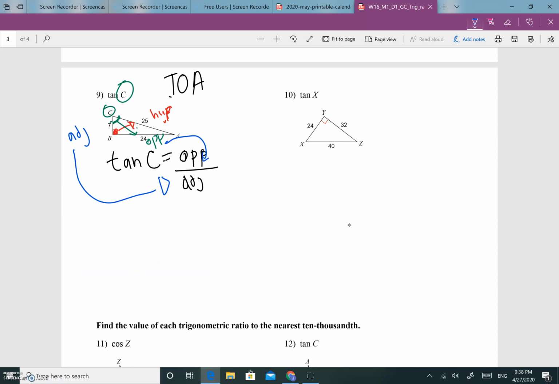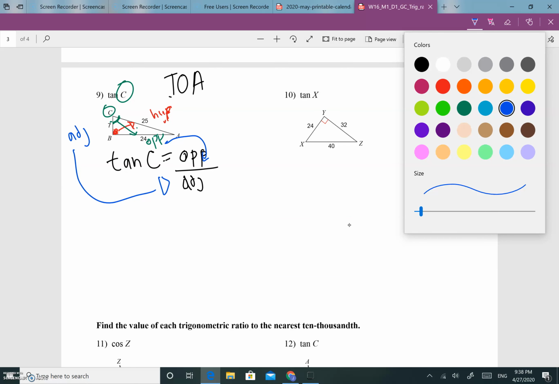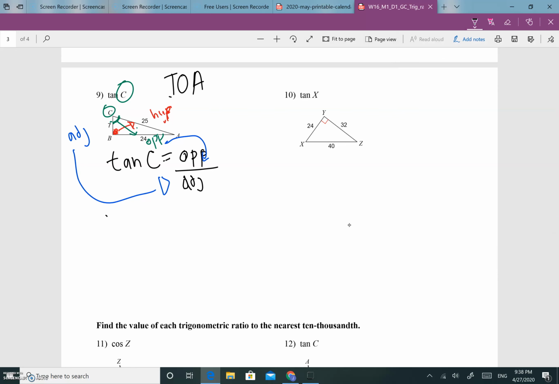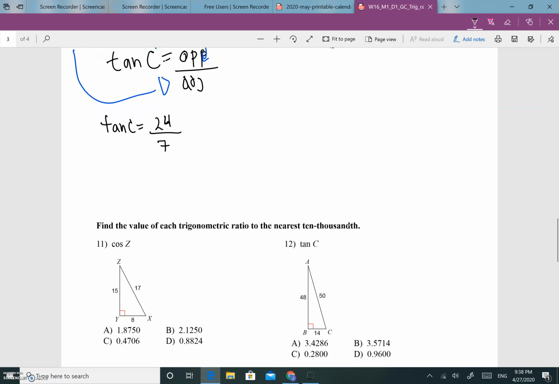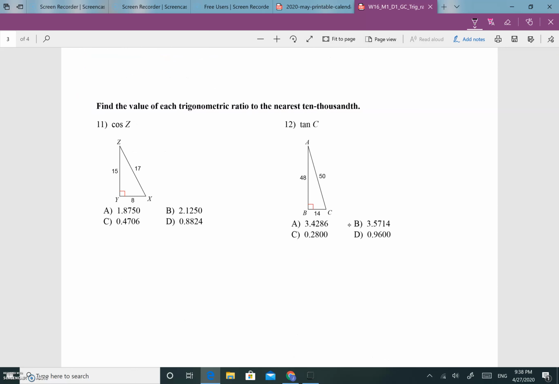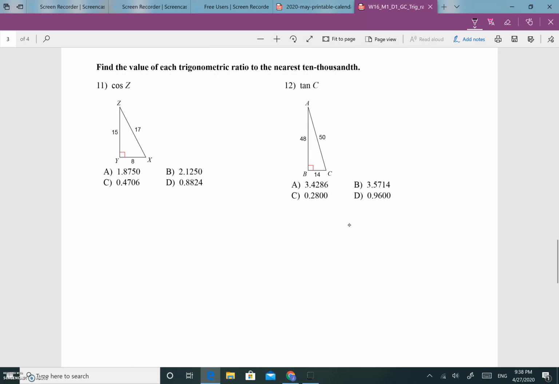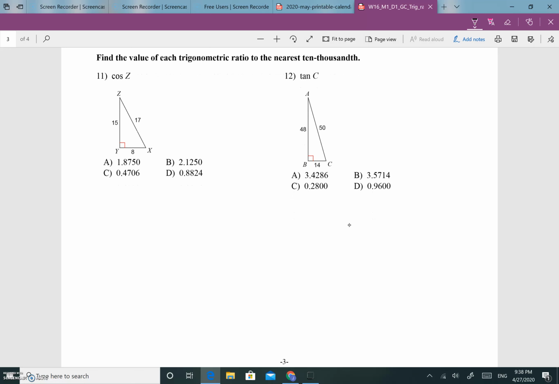So my answer is going to be tangent of C is equal to 24 over 7. And this one you can't simplify, so that's it. That's going to be your answer. You have to go ahead and select the multiple choice answer. Now the last couple of questions ask you for the trigonometric ratio, but then you also have to divide. So I'm going to give you an example for that as well.